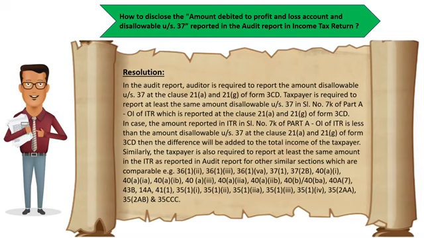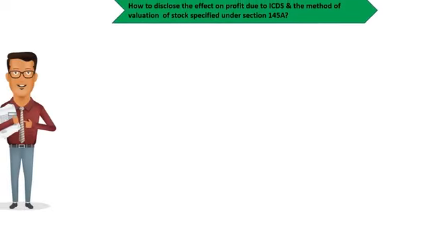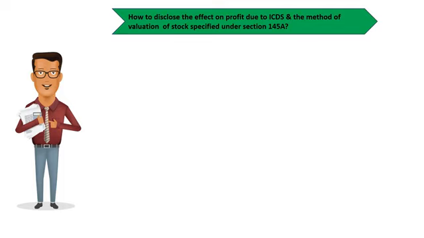Example 36.1.2, 36.1.3, 36.1.5a, 37.1, 37.2b, 40a Clause 1, 40a Clause 1a, 40a Clause 1b, 40a Clause 3, 40a Clause 2a, 40a Clause 2b, 40b, 40ba, 40a subsection 7, 43b, 14a, 41.1, 35 subsection 1 Clause 1, Section 35 subsection 1 Clause 2, Section 35 subsection 1 Clause 2a, Section 35 subsection 1 Clause 3, Clause 4, Section 35 subsection 2AA, subsection 2ab, and Section 35 CCC.